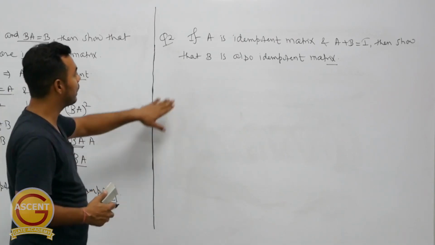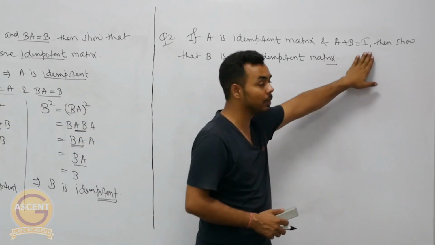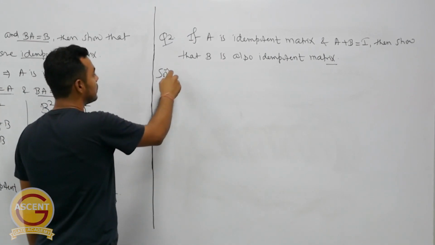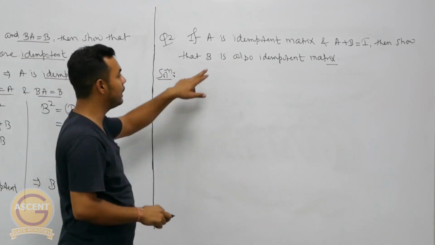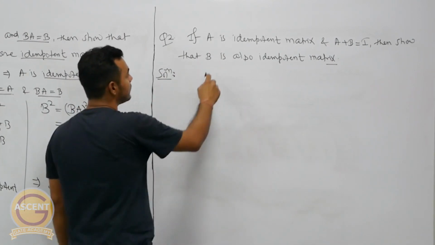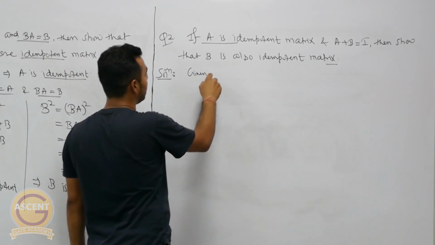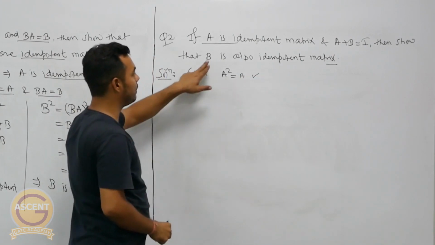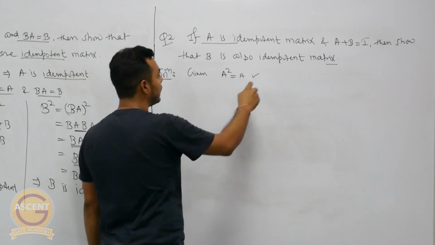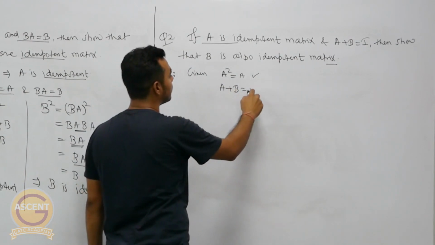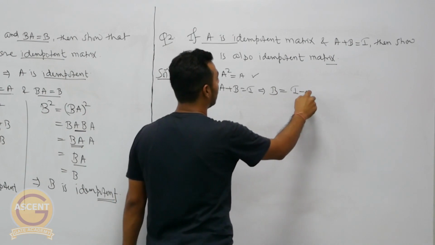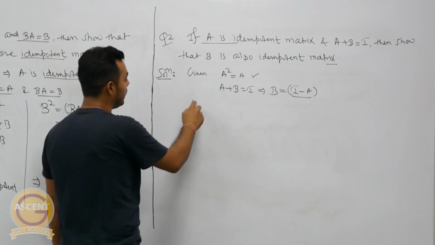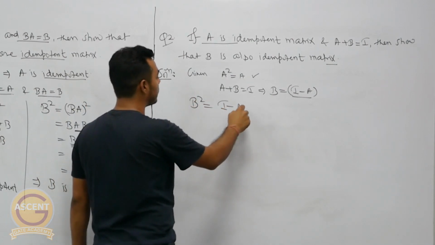Now the next problem that we have is, if A is an idempotent matrix and A plus B is the identity matrix, then show that B is also an idempotent matrix. So here also we have to apply the same approach. We have to prove that B square is equal to matrix B. Now it is given that A is idempotent, so this means A square is matrix A. And we have to show that B square is equal to B. Now from this relation, A plus B equals the identity matrix, I can write that B is nothing but identity minus A. So B square will be nothing but identity minus A whole square.